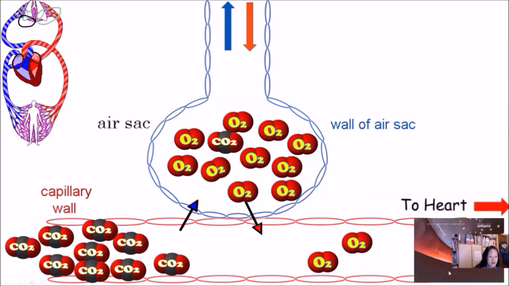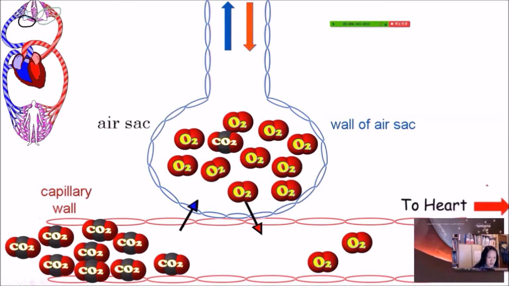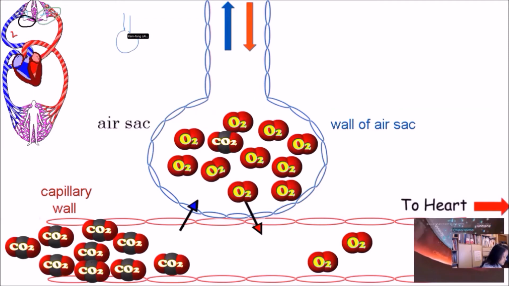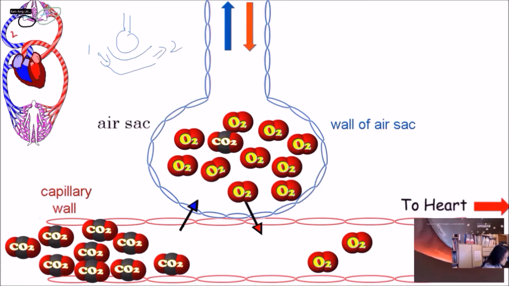How about the other end? This end is number 2. Can you mark number 2 in this diagram? After passing through the air sac, which part of the blood vessels is number 2? This one is number 2, not this one. In the lung, we have the air sac, and the blood passes in and passes out. This is 1, this is 2. So passing into the air sac is number 1. Passing out is number 2.